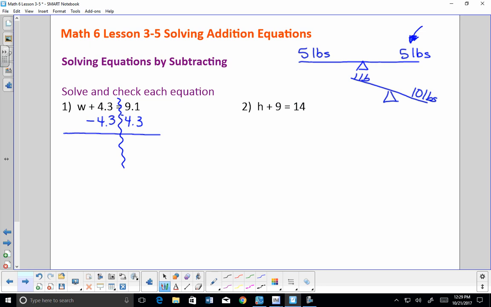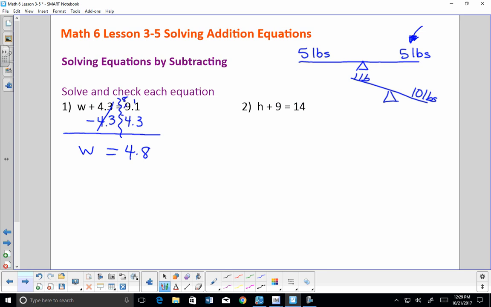If we do this, 4.3 minus 4.3 cancels out. That becomes 0, or it just goes away, leaving us with W on the left side of the equation. W is now much happier because W doesn't like any neighbors, so he's all by himself now, and now all we have to do is take 9.1 and subtract 4.3. And if we do that, we get 4.8. So W equals 4.8.